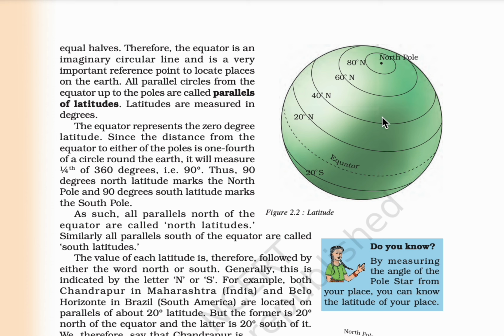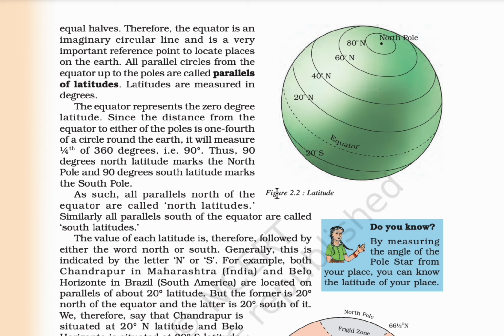For example, Chandrapur in Maharashtra and Belo Horizonte in Brazil both are located at 20 degrees latitude. But the difference is that Chandrapur is located at 20 degrees north latitude and Belo Horizonte is located at 20 degrees south latitude. So the direction, north or south latitude, is very important to locate places exactly.